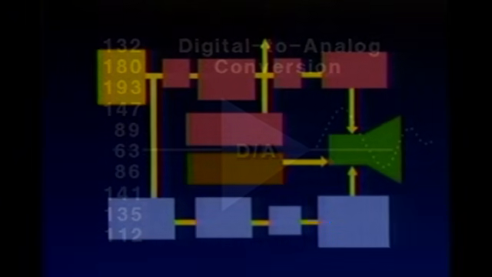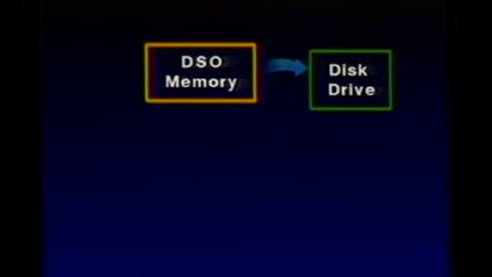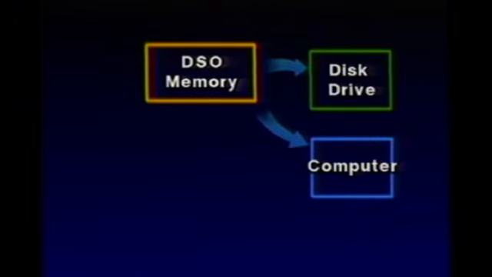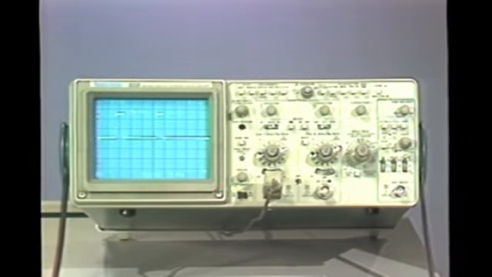Once a signal has been converted to numerical data, the values are stored in a memory. This information can be output to a display for immediate viewing, stored in another internal memory, or transferred to an external device. This could include devices such as a disk drive for long-term storage, a computer for more information processing, a hard copy device like a plotter or printer, or a combination of all these devices. That's a brief hardware overview of a digital storage oscilloscope.